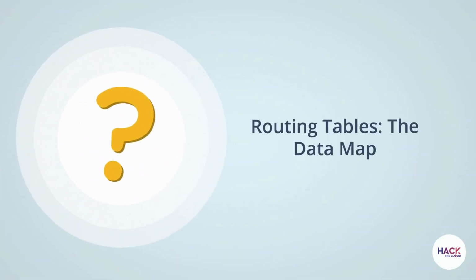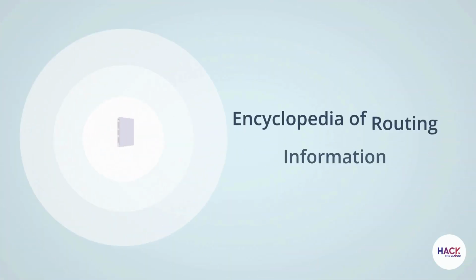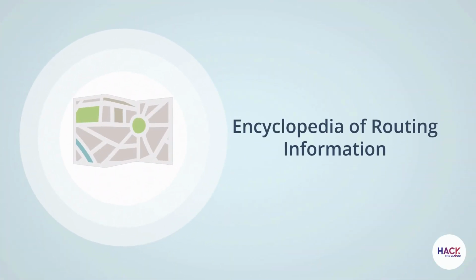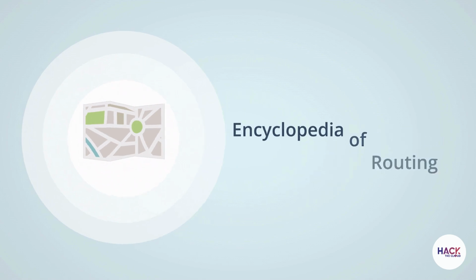Routing tables, the data map. Next up, we have the routing table. Think of it as the encyclopedia of routing information within a network. It's where all the important addresses are stored, like a digital who's who of networks.